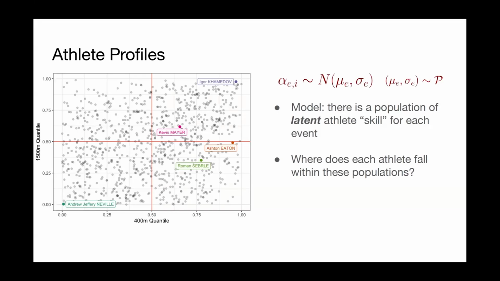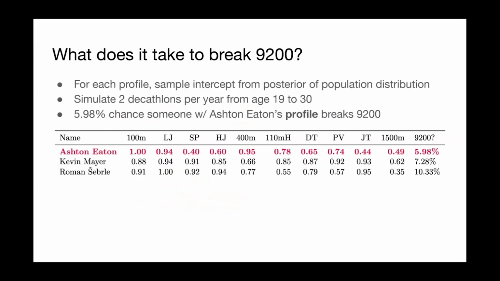So beyond looking at our favorite athletes and seeing where they stack up, we can use these profiles to circle back to our original question, right? What does it take to break 9,200 points?